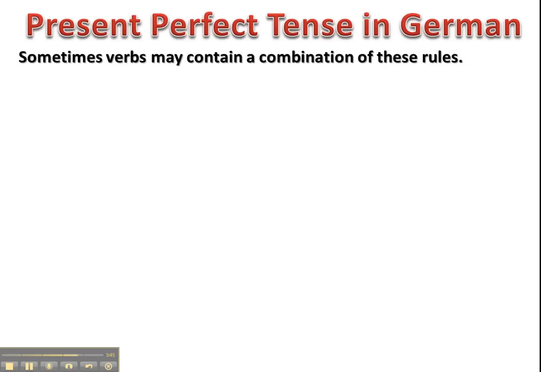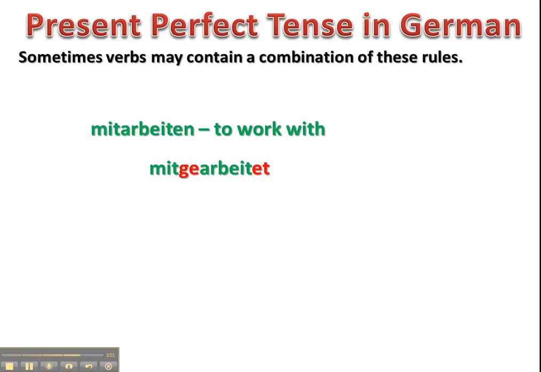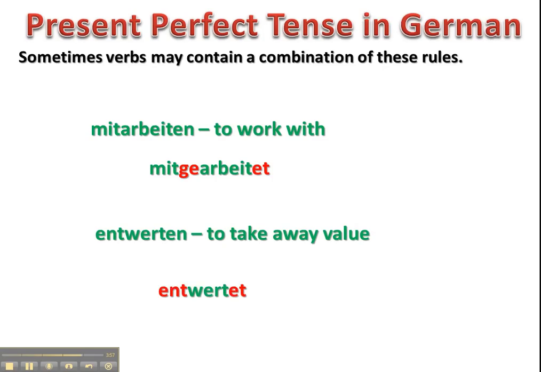Sometimes verbs may contain a combination of these rules. Mitarbeiten, to work with, mitgearbeitet. Entwerten, to take away the value of something, entwertet. So these are just some examples of the way past participles are formed in German, especially for regular verbs.